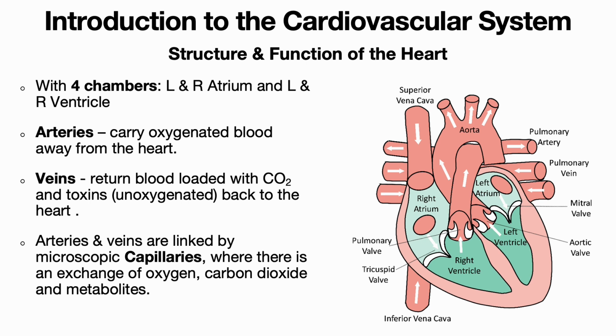Arteries carry oxygenated blood away from the heart, and veins return blood loaded with carbon dioxide and toxins back into the heart. Arteries and veins are linked by microscopic capillaries where there is an exchange of oxygen, carbon dioxide, and metabolites.